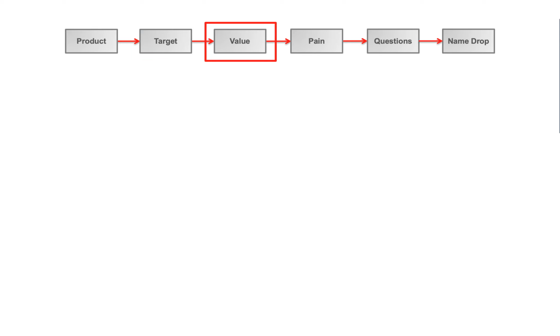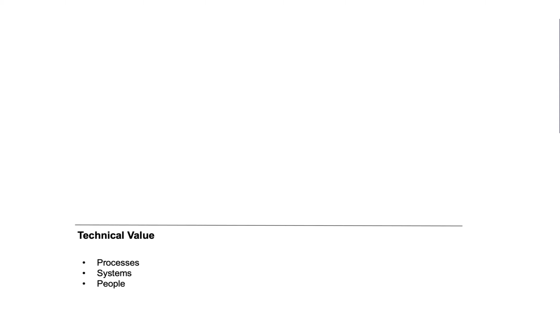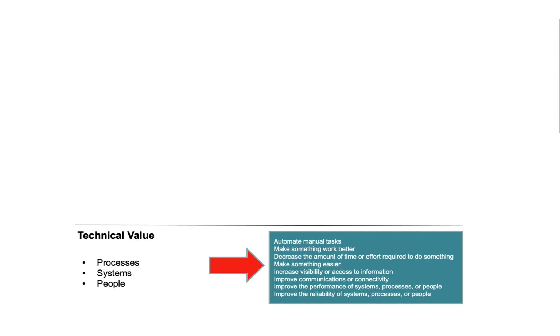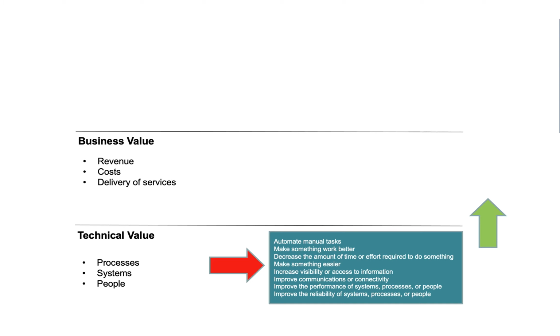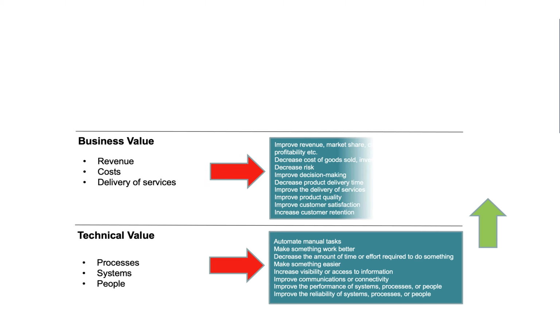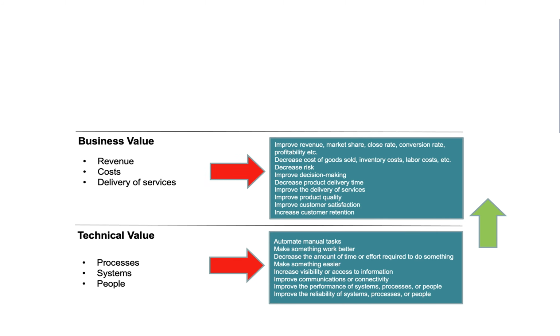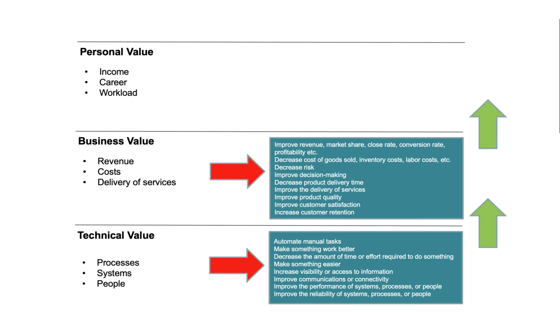Now let's talk about brainstorming the value that your service or product has to offer. We actually see the world as having three different types of value. You have technical value, which is improving different processes or systems, and this doesn't apply only to technology, but to making something work better. And when you deliver technical value, you usually create some sort of business value, like decreasing costs, increasing revenue, improving services.